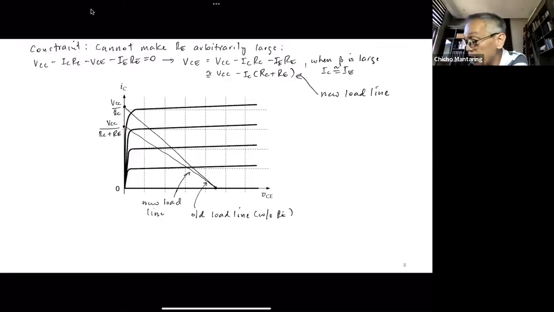So if we're operating at the same I of B, dito dati yung operating point natin, let's say this is IBQ. This would have been my original operating point. Now it's going to be here. This is going to be my new Q point. And the problem now with this new Q point is I am closer to saturation than the old Q point. So the new Q point is closer to saturation.